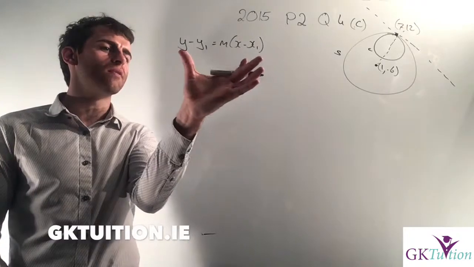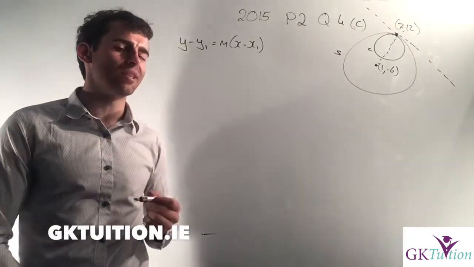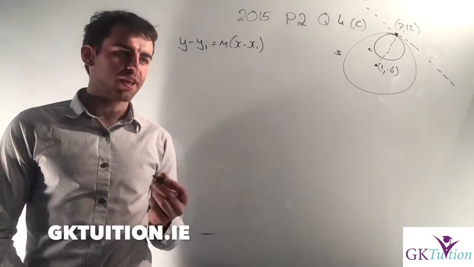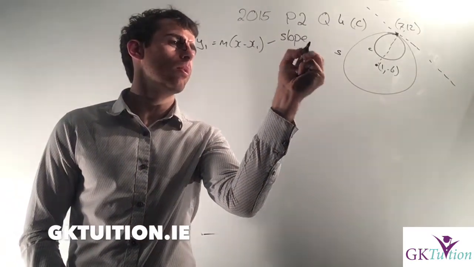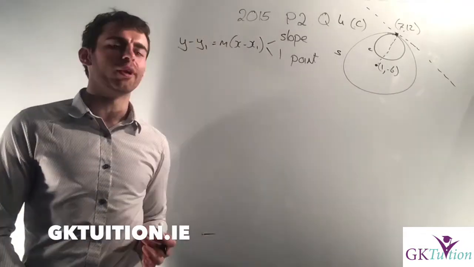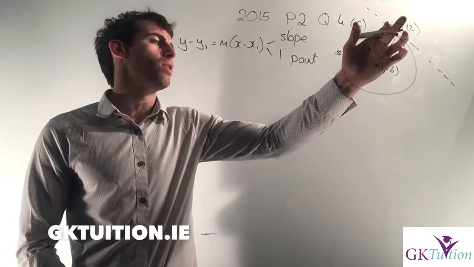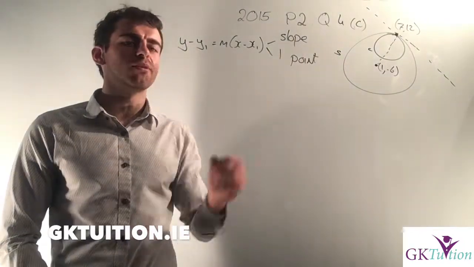To find the equation of a line, we sub into this formula: y minus y1 equals m times x minus x1. You should recognize that in order to sub into this formula, I need to know the slope and I need to know one point. So clearly I know one point that's on the line. I know the coordinate 7, 12 is on the tangent. And I can work out the slope.